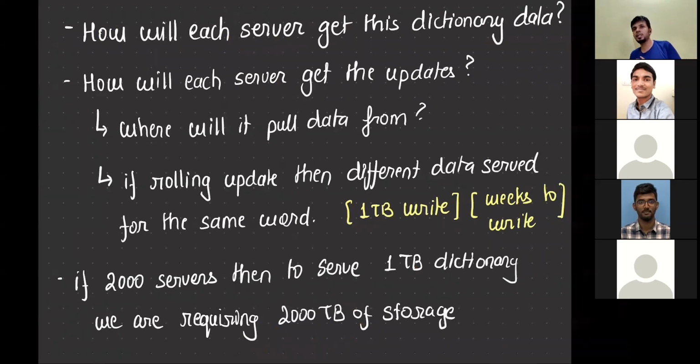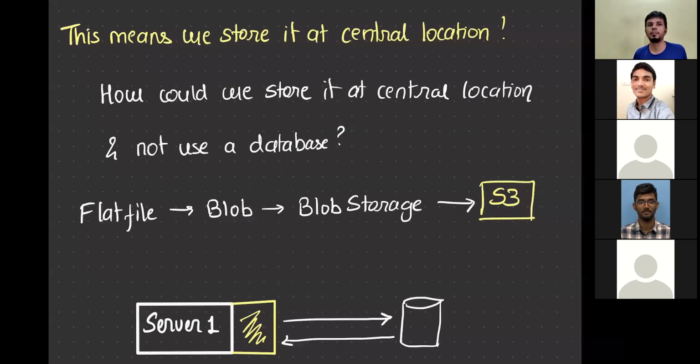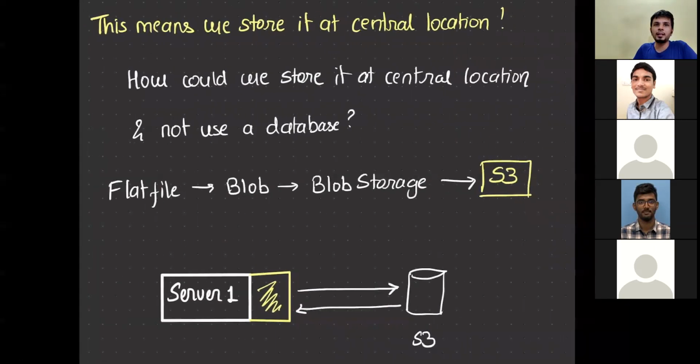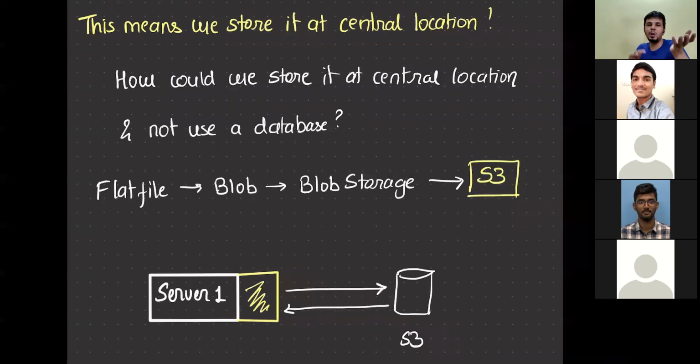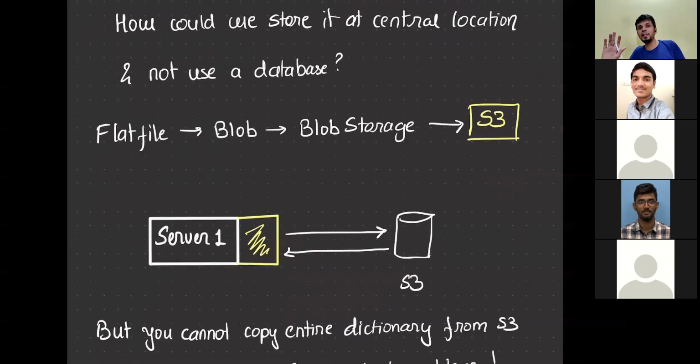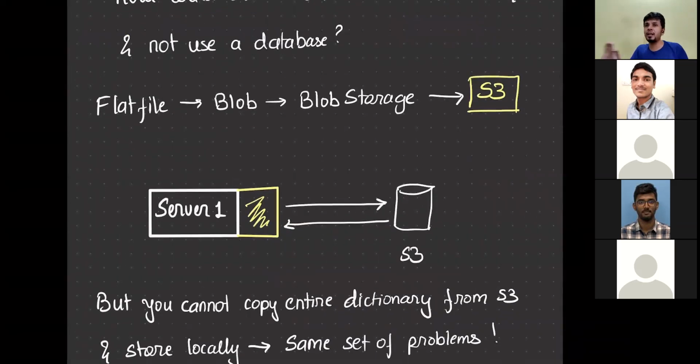How about we store this dictionary in a central location, right? What central location? If we cannot use a database, a flat file is nothing but blob storage, so why not just store it on S3? S3 could be replaced with any network attached file system, anything that a lot of your machines should be able to seamlessly access, and you can have it read only, because updates are just weekly. So you can fairly assume that the data is mostly read only, and no one is going to perform writes on that dictionary.